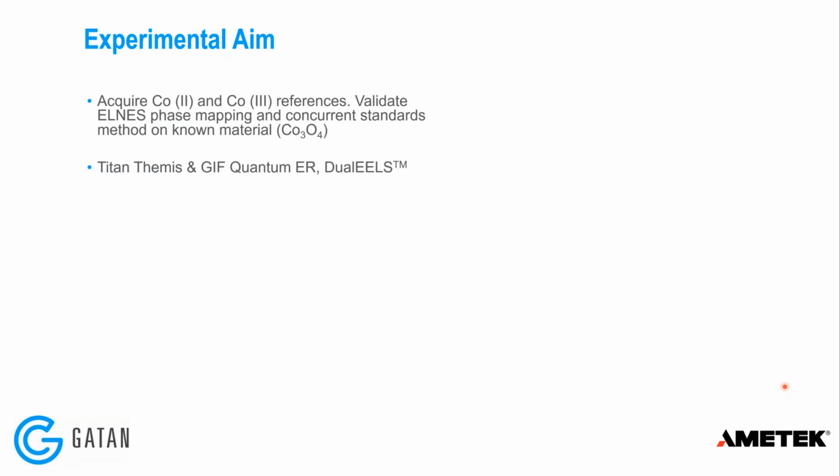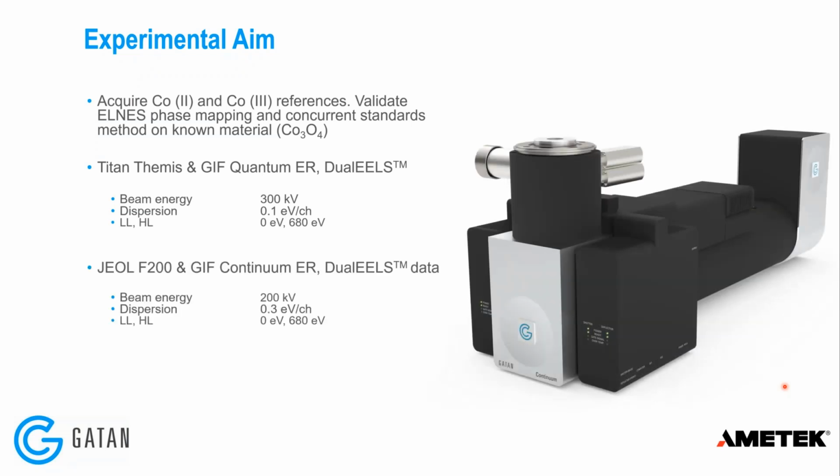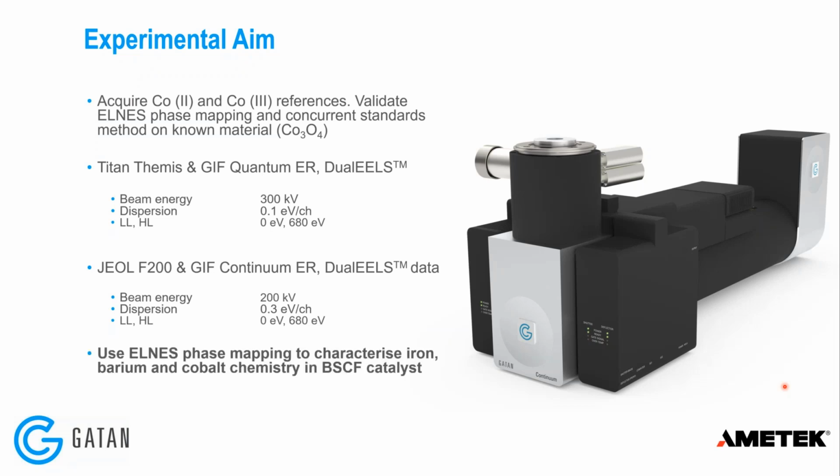We're using a Titan Themis and GIF Quantum, the system at EPFL, at 300 kV, 100 meV per channel, and dual EELS. The other experiments were completed on a JEOL F200 and GIF Continuum ER at Pleasanton in California. All the work on the JEOL was done at 200 kV and a 300 meV per channel dispersion, and the energy offsets for the two data sets are the same.